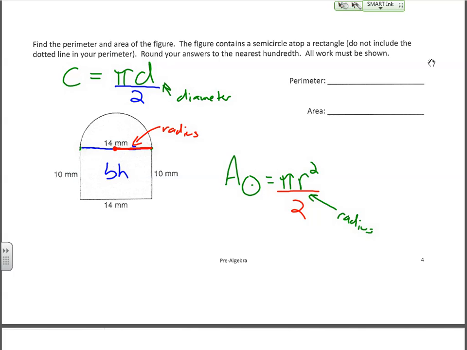Okay? So the area of the rectangle, base times height, and the area of this half circle, pi times the radius squared, but then you're going to have to divide that by 2 because you only want half of the circle. Whenever you deal with pi, expect decimals, right? Because pi is an irrational number in and of itself. So just round your decimal answers to the nearest hundredth. Okay?